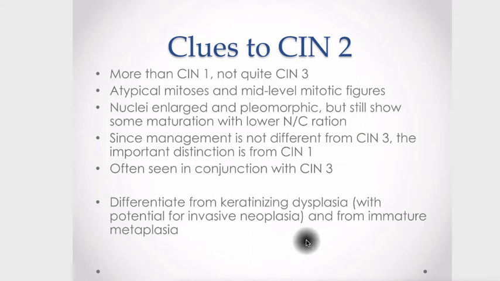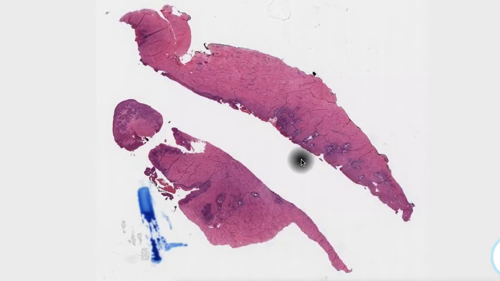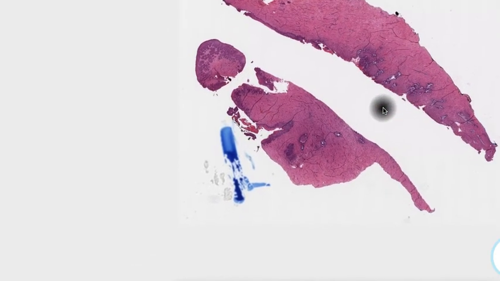And then other immature metaplasias can also occasionally look like CIN2. So that's in our differential considerations as well. So let's see if we can take a look at an example. We've seen the area of CIN2 in the prior CIN3 case.